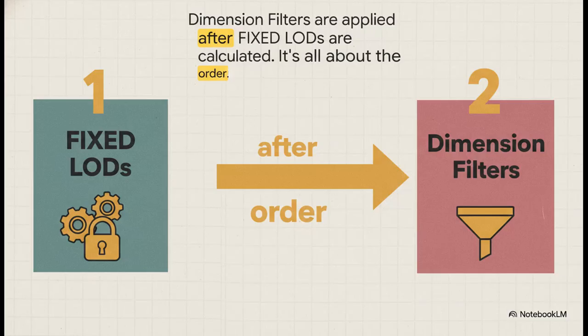So why? And here it is. This is the crucial point. According to Tableau's rulebook, it calculates all those fixed LOD expressions before it gets around to applying a standard dimension filter. So the dashboard is doing exactly what it was told to do. First, calculate the total sales for the entire data set. And then, after that's done, filter the view down by region.